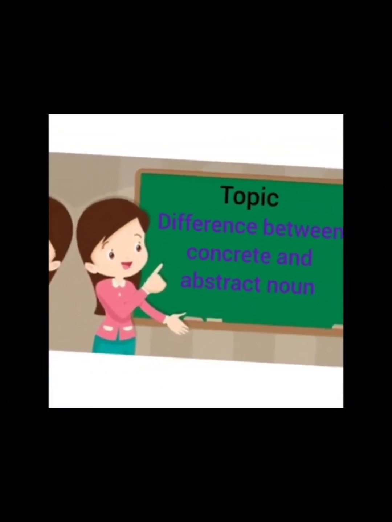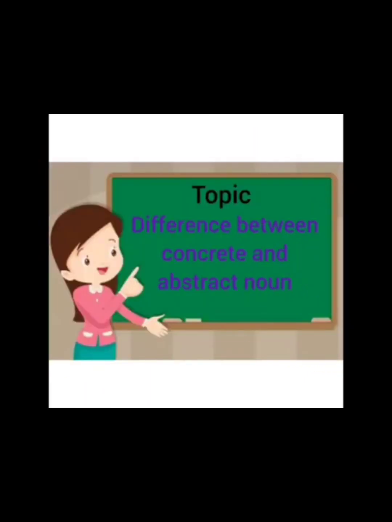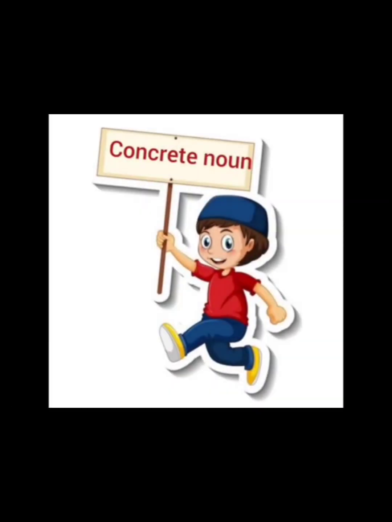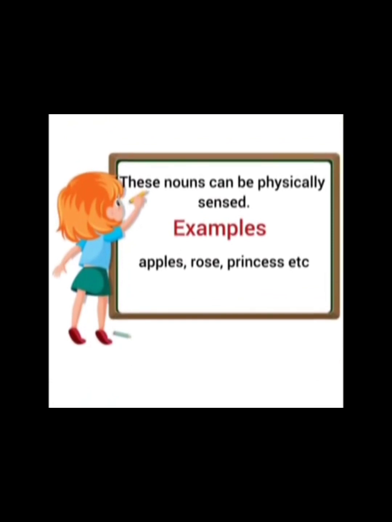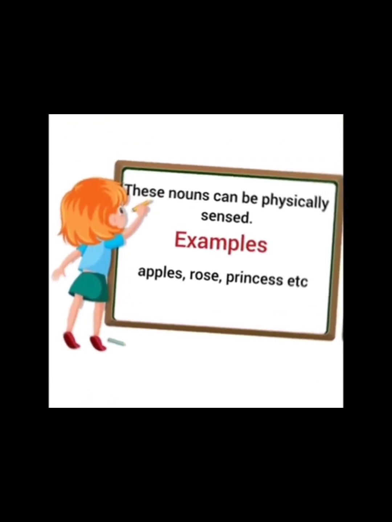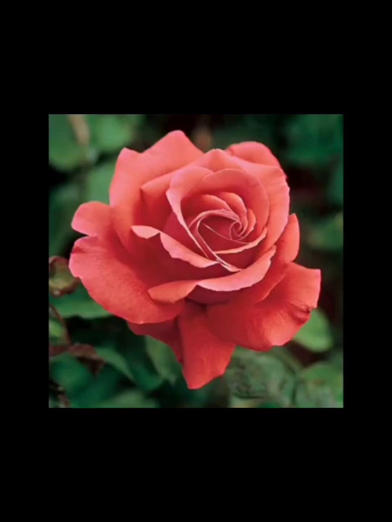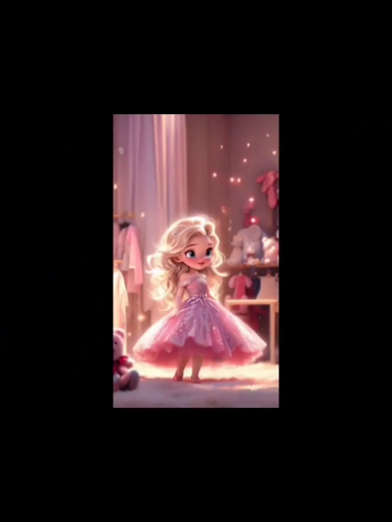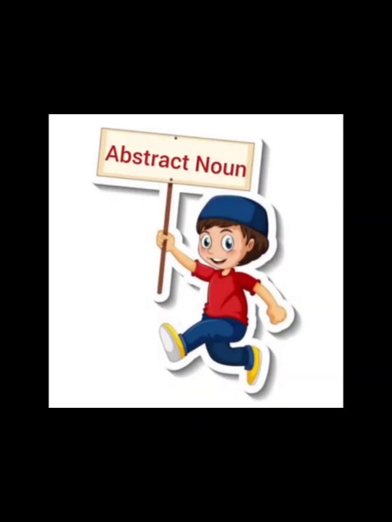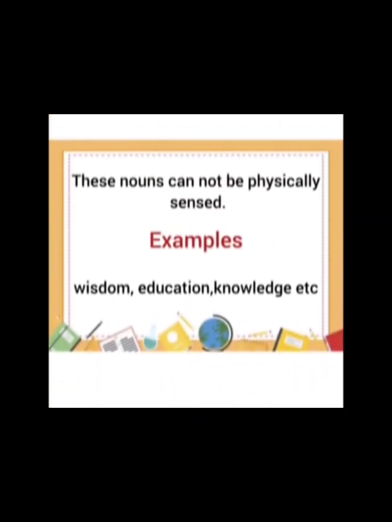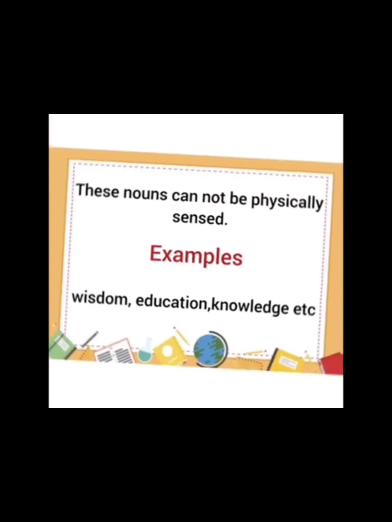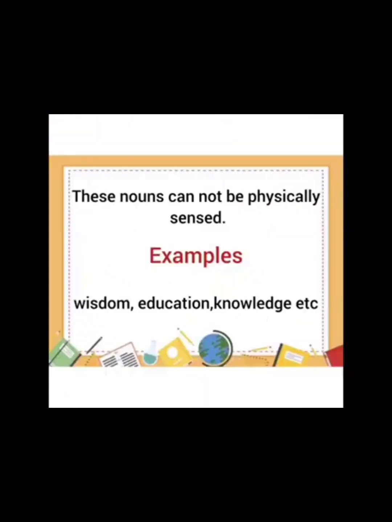I will start with the definition. The definition of concrete nouns is: these nouns can be physically sensed. And examples are apples, rose, princess, etc. The definition of abstract noun is this, that these nouns cannot be physically sensed. And its examples are wisdom, education, knowledge, etc.